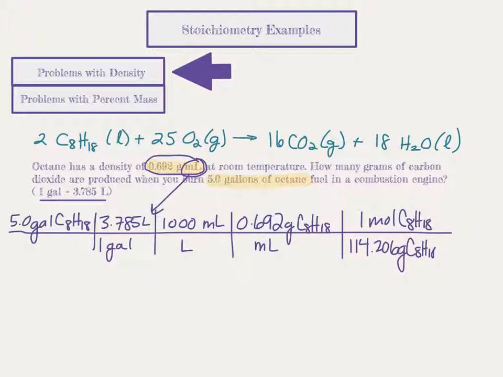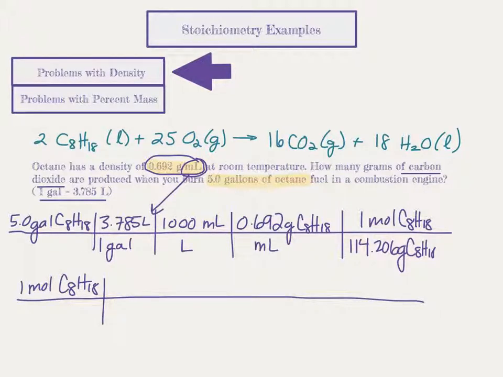Now this is a great point to reread the question to focus in on what chemical we're trying to solve about. Right now I've got moles of octane. So I'll continue to reread the question. Octane has a density, blah, blah, blah. How many grams of carbon dioxide? Okay, so my next goal is to convert my moles of octane into moles of carbon dioxide, the goal molecule. I'm running out of room, so I'm going to continue my work down here. 1 mole C8H18, just kind of to remind myself that I left off at moles.